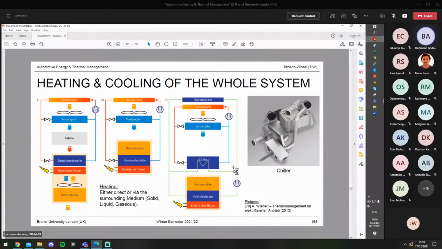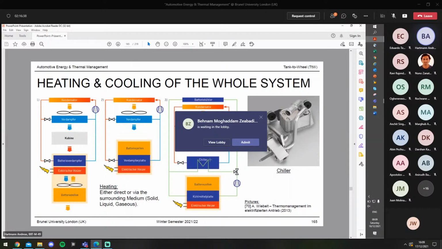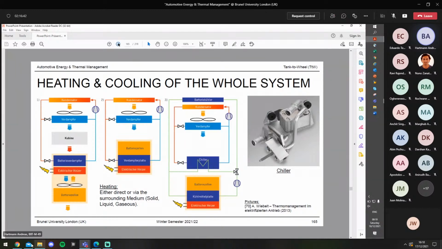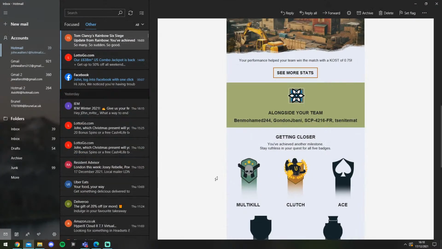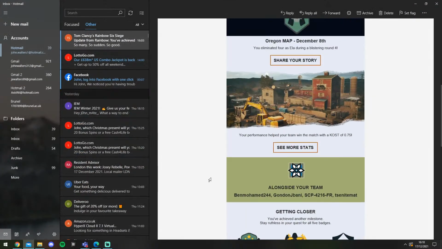But in case the temperature of the liquid is too high, then you can further cool the liquid with the AC system by using a so-called chiller. So the chiller transfers the heat of the coolant to the AC system, and then you can again achieve the required temperature.